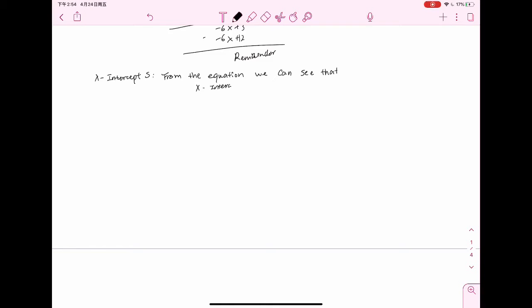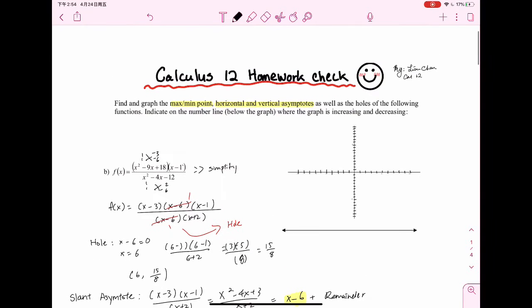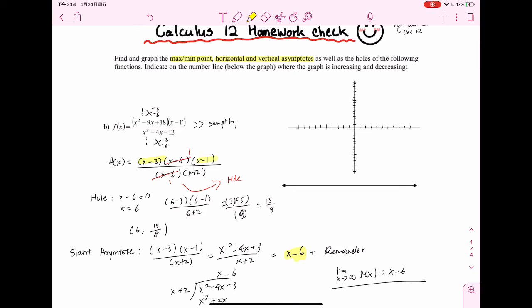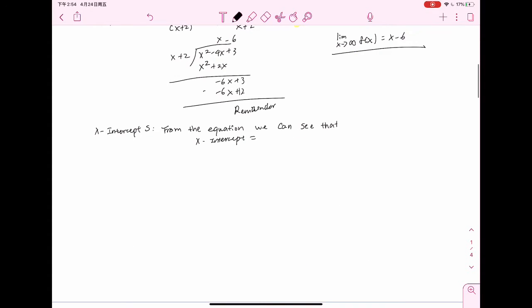From looking at the original equation, and it's a rational function, therefore if we look at the top, we can see x minus 3 and x minus 1, and these will be our x-intercepts. In order to find the y-intercept, we just have to set x value equals to 0.